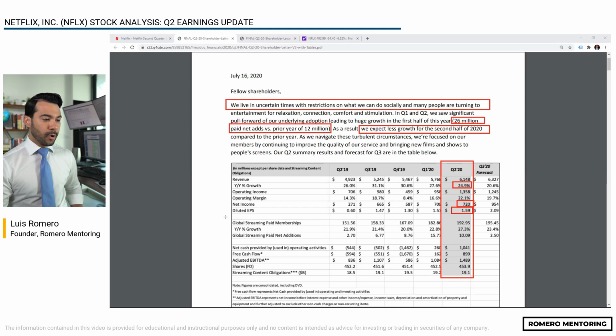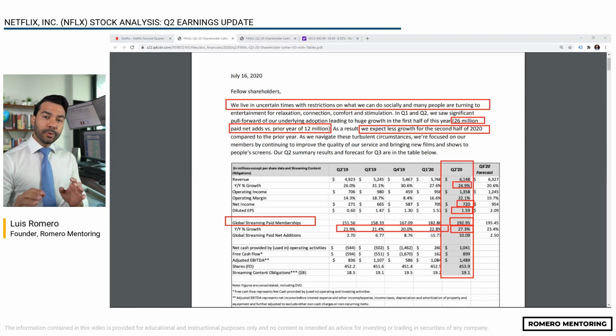In terms of global streaming paid membership, 192.95 million. Okay, very strong number. And here's the quarter-over-quarter growth, 27.3%. Compare that to the previous other quarters, right? Less than that number. But the street is always forward-looking. The market, stock, they're always looking forward 3 to 6 months in advance.